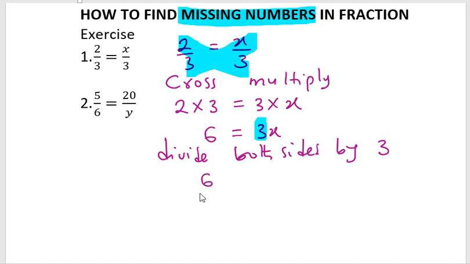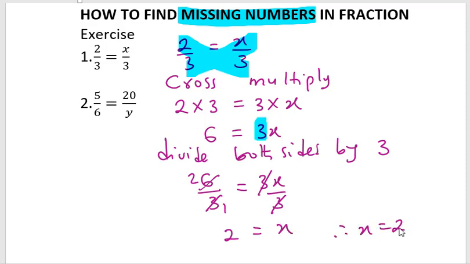So we have 6 divided by 3 is equal to 3x divided by 3. The 3's will cancel out, and 6 divided by 3 is 2. So it means that 2 is equal to x. Therefore x is equal to 2, and we are done.